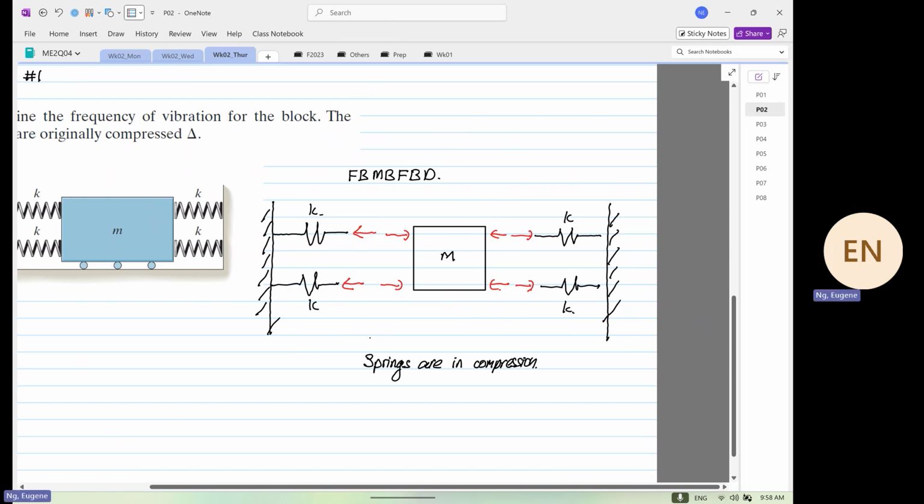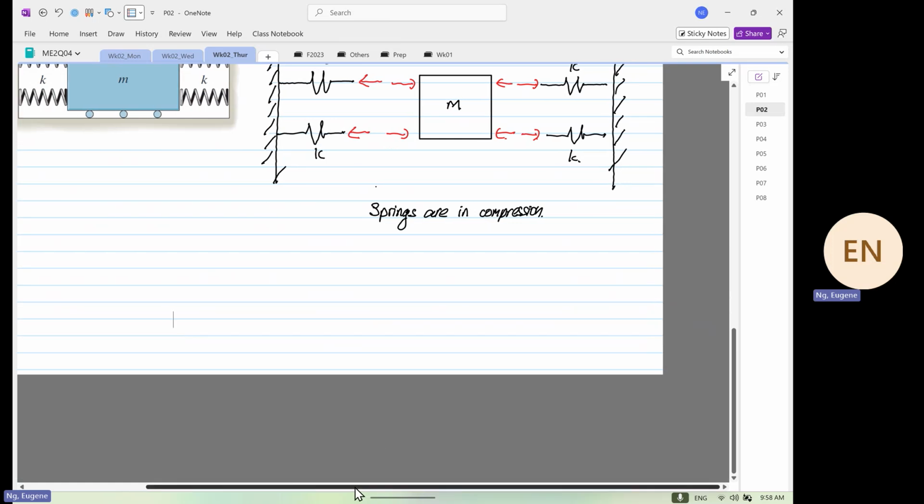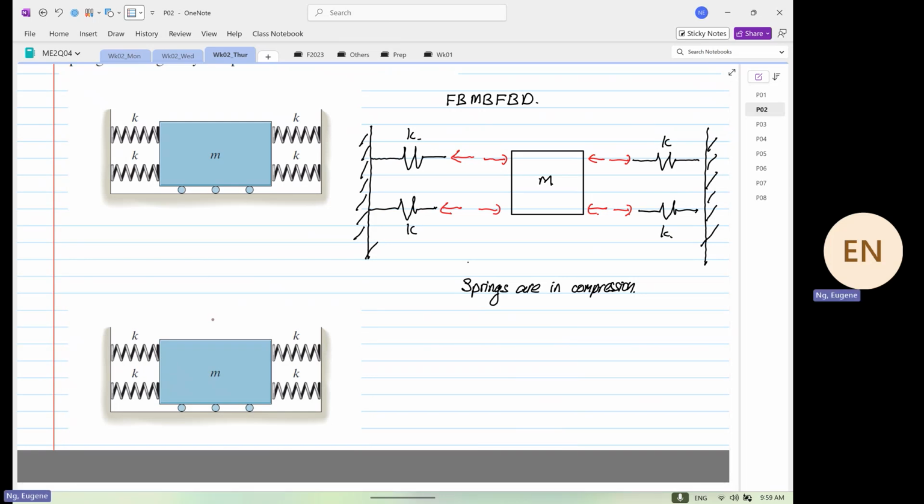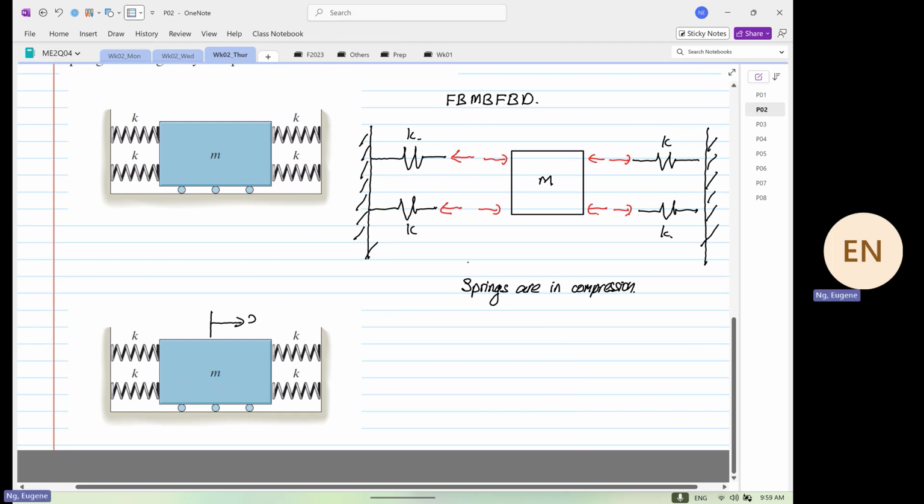Agree or disagree? Okay, I give you 2 minutes now. Are you struggling with this? No, right? Now you're going to apply this free body diagram concept, the same concept as the earlier problems. Now, what will happen if we are going to push this by a distance x? Draw the free body diagram for me. We are going to push it towards the right by x.